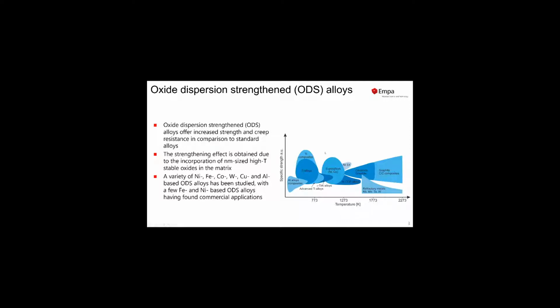And not only nickel superalloys are investigated. Besides that, the incorporation of nanometric oxides is interesting for steels, for cobalt alloys, tungsten, copper, aluminium alloys. So really a variety of alloys has been studied, with a few iron and nickel-based alloys having really found commercial applications.